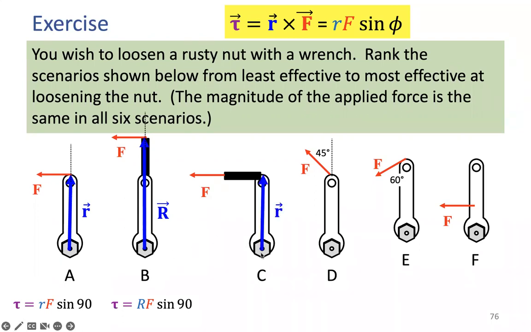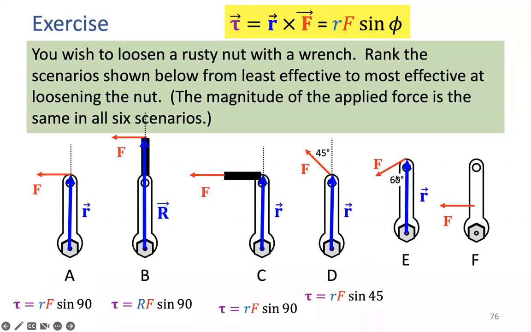The third case, draw the position vector. Always go to the axis of rotation, find how far away the applied force is, and you get R times F times sine 90. It is the same as case A. A and C are the same. This one right here, this is the angle from the R vector to the applied force F, sine 45. It is the shorter distance again.